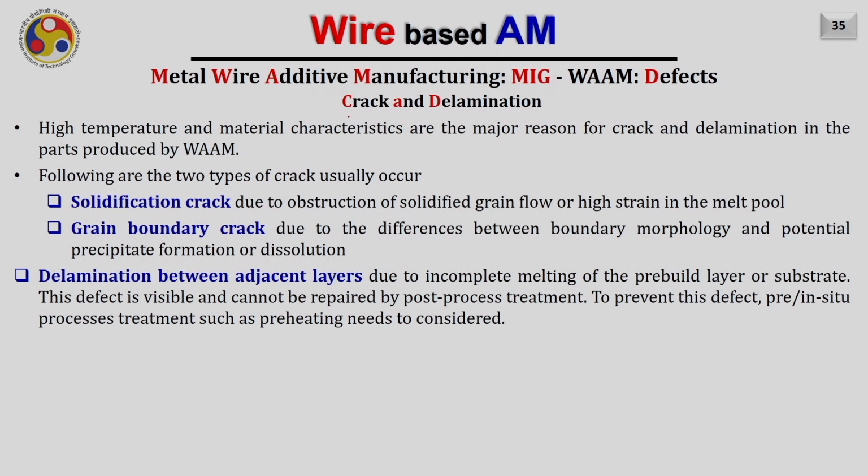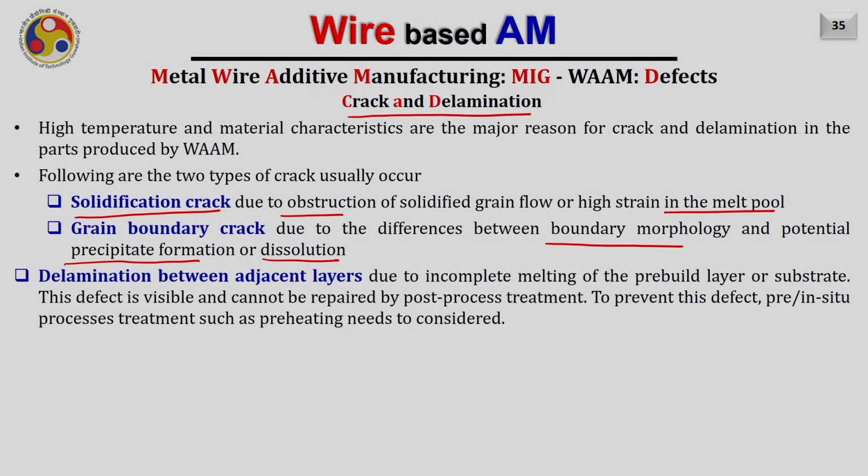Another defect is crack and delamination. High temperature and material characteristics are the major reasons for crack and delamination in parts produced by WAAM. Following are the two types of crack that usually occur. First is called the solidification crack and another is called the grain boundary crack. The solidification crack usually occurs due to the obstruction of the solidified grain flow or high strain in the melt pool, while the grain boundary crack occurs due to the difference between the boundary morphology and the potential precipitation formation or dissolution.